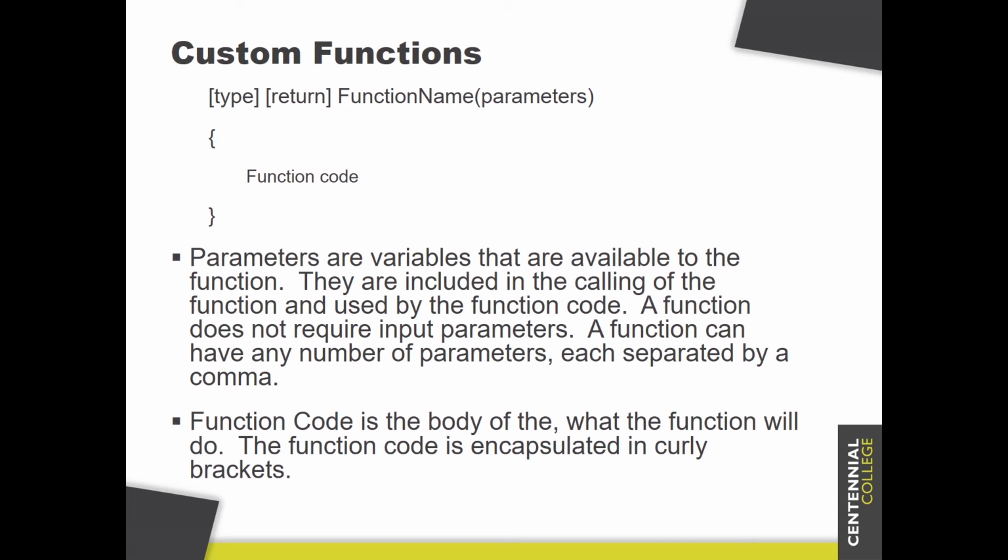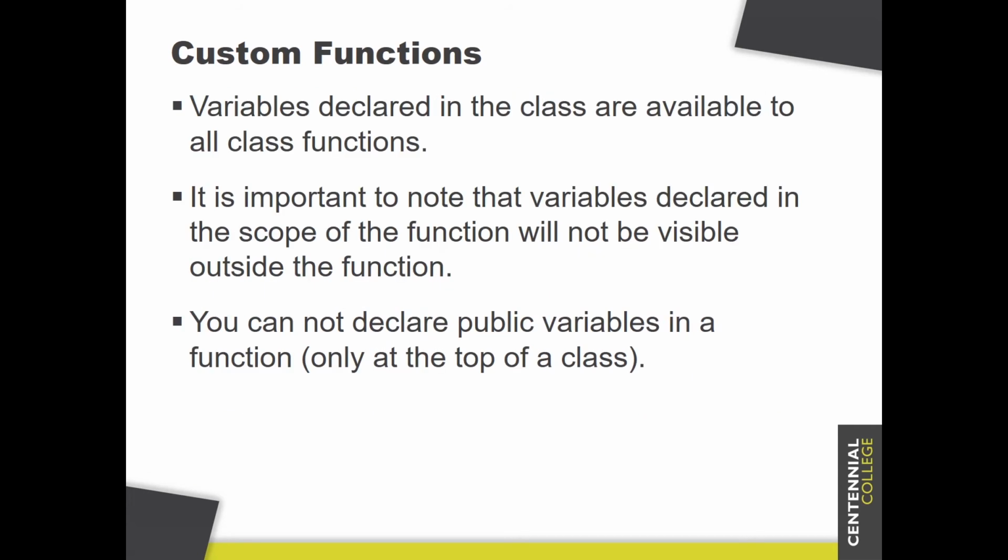So again, we've got ourselves curly braces to define the scope of the function. A couple things to note. Variables that you've declared in your class are available to all of the class functions. That means that whether they're private or public, any of the variables that you've declared within your class are going to be available inside of the function itself.